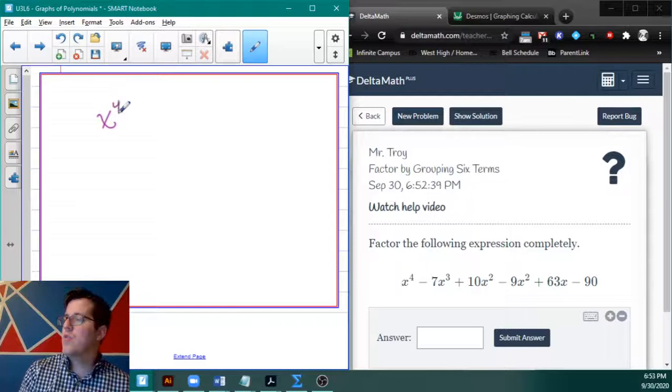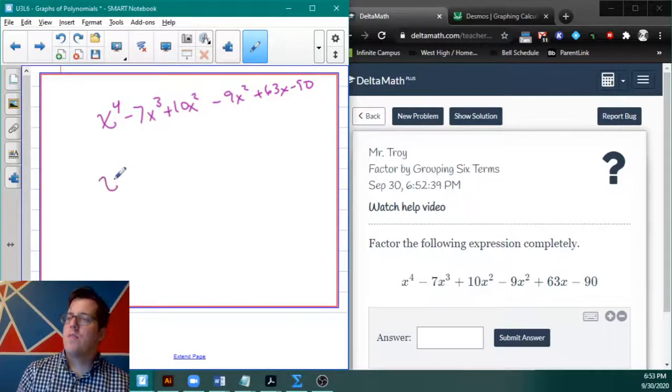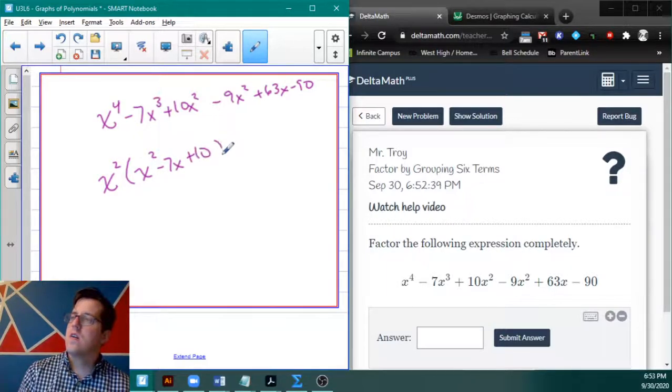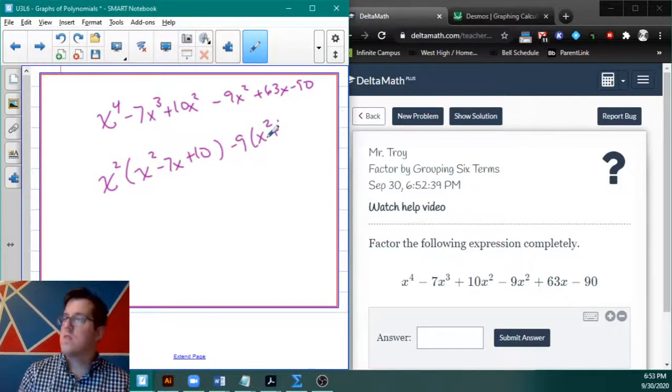So we've got x to the 4th minus 7x cubed plus 10x squared minus 9x squared plus 63x minus 90. So we're going to have an x squared times x squared minus 7x plus 10, minus 9 times x squared minus 7x. Almost got me, Mr. Delta Math Plus.